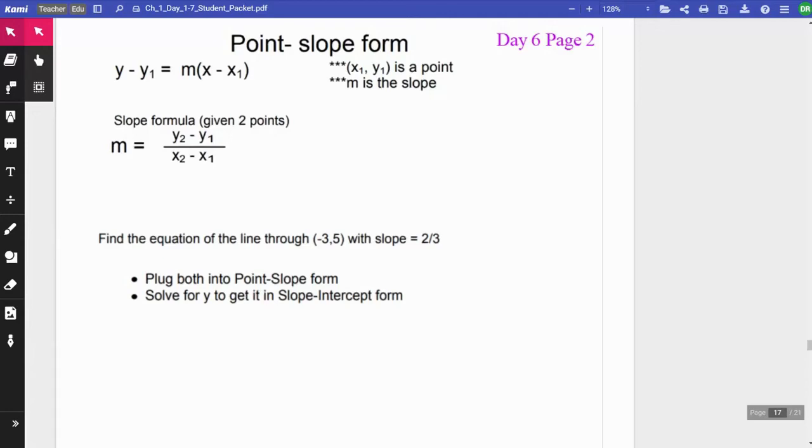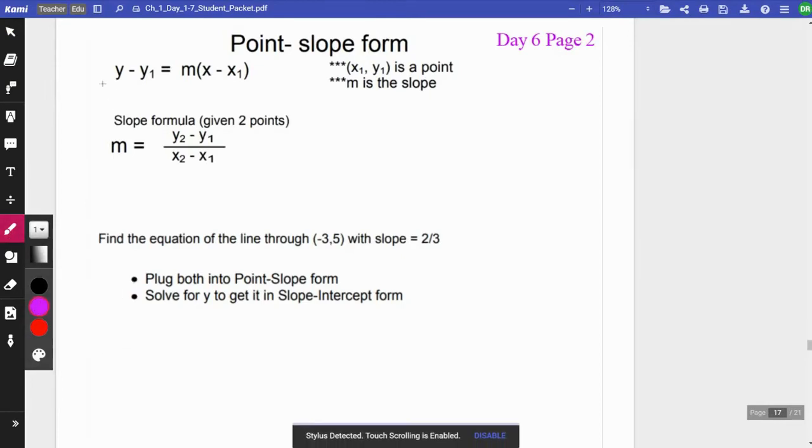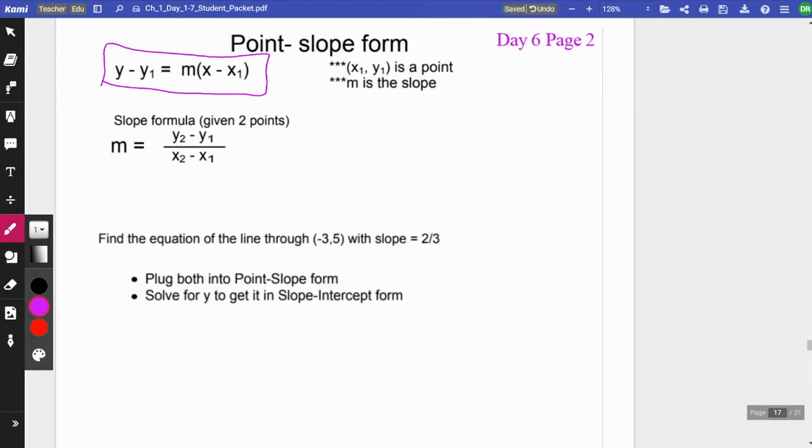Day 6. This is about point slope form. This is the second page of the notes because this is where the examples go in, but some important things to note are the formula for point slope form. And then we have a slope formula too, that if you're given 2 points, you can figure out the slope between those 2 points.